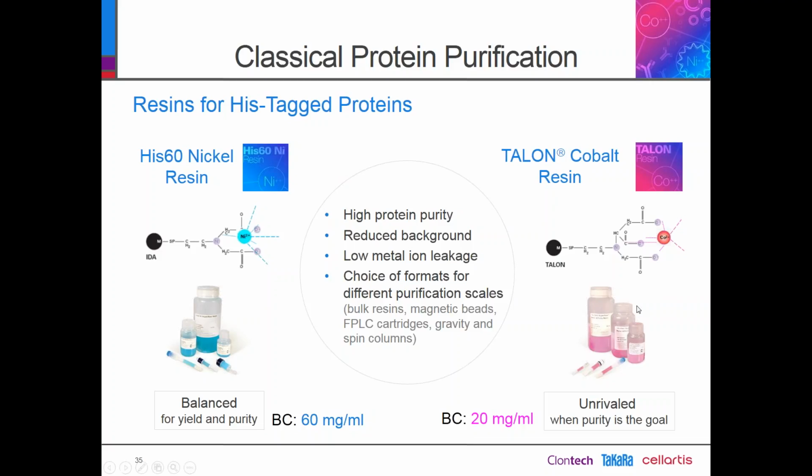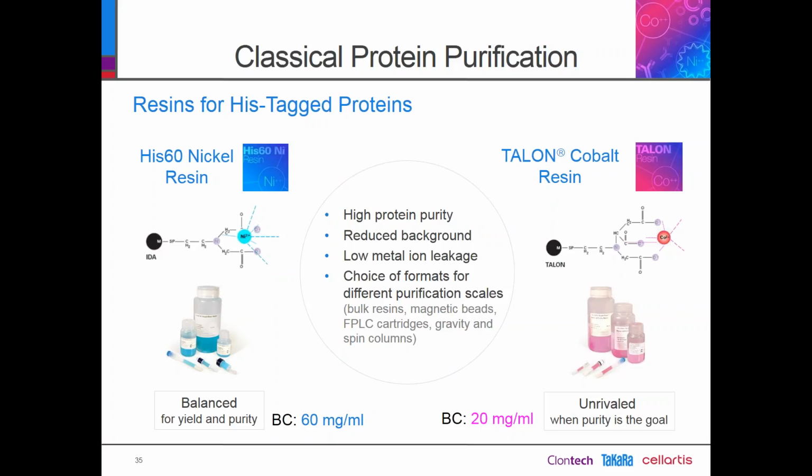Talon, on the other hand, is cobalt based, so it means that we have a cobalt molecule instead of a nickel molecule that is complex, and this gives you very high purity at the expense of yield. So the binding capacity here is lower, about 20 milligram per ml, but the purity is much, much higher than for nickel. So it's kind of a balance that you have to choose.